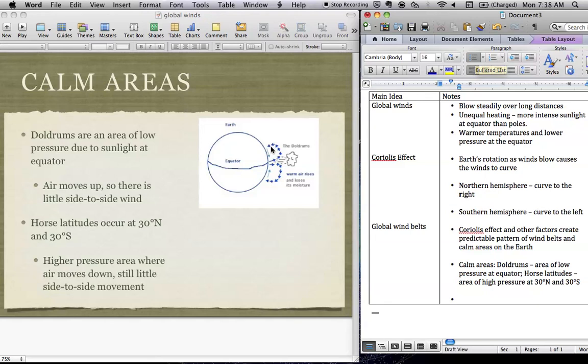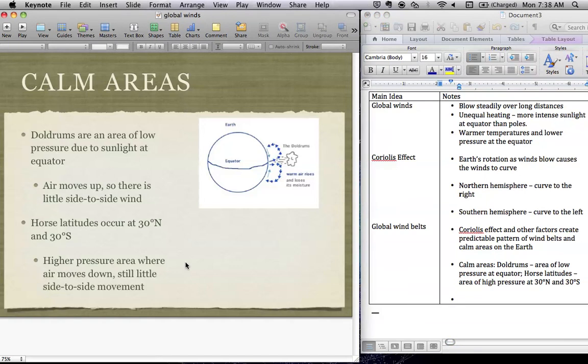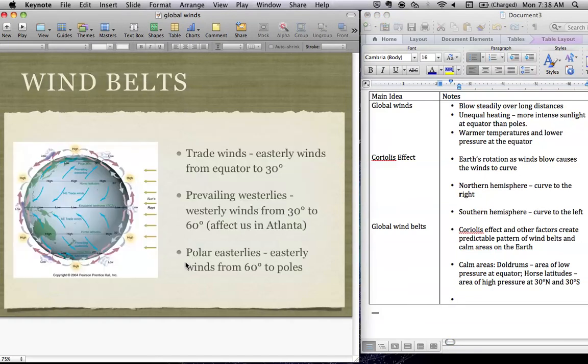The doldrums was a place where if you were sailing a ship from Europe to the Americas, you did not want to get stuck there because your ship got caught in the doldrums and you were likely to be there for quite some time as you waited for the wind to pick back up or you waited for the currents to push you to an area with wind.